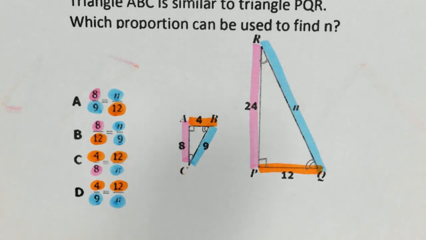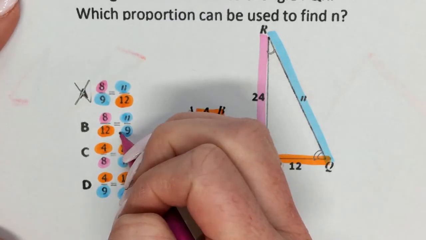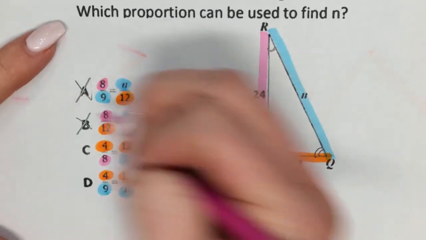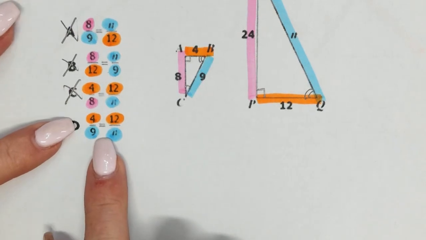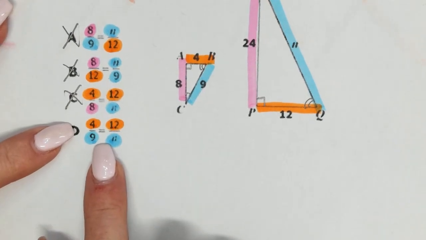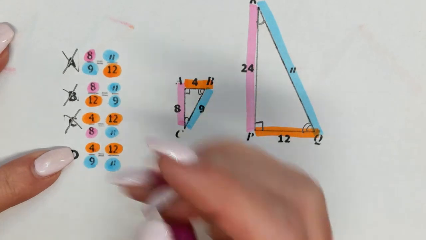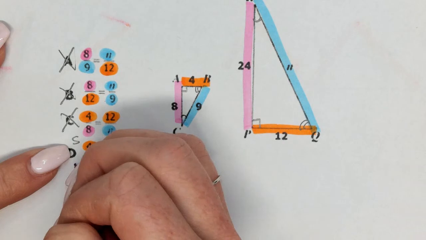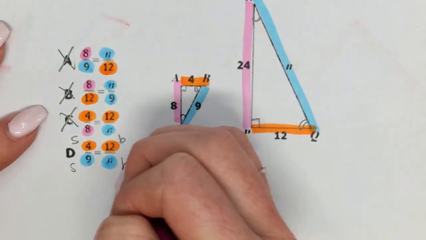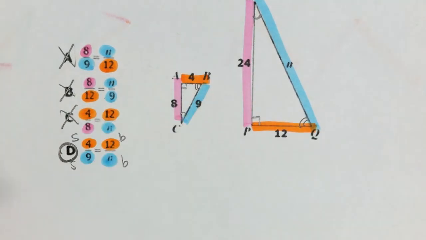Can you have 3 different colors in a proportion? No. So can you mark out A? Yeah. Can you mark out B? Can you mark out C? D is the only one where the colors even line up. If you look, 4 is from small, 12 is from big, 9 is from small, N is from big. So it works out.